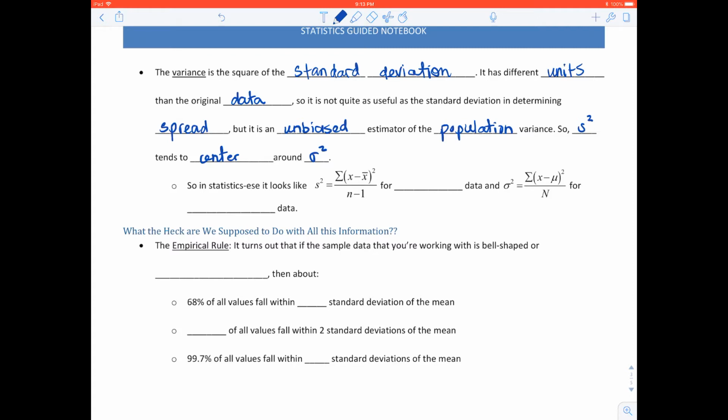So all we did here is we squared both sides. So no more square roots on the right side. This first one is for sample data. And the second one with the notation for population is for population data.